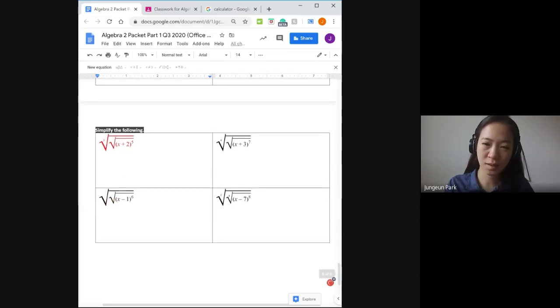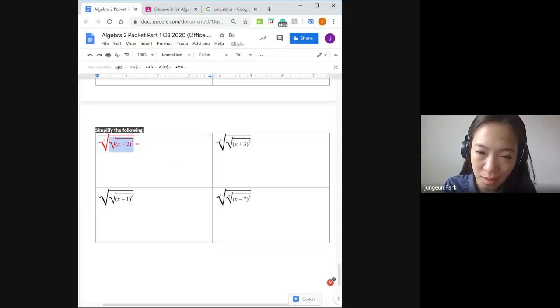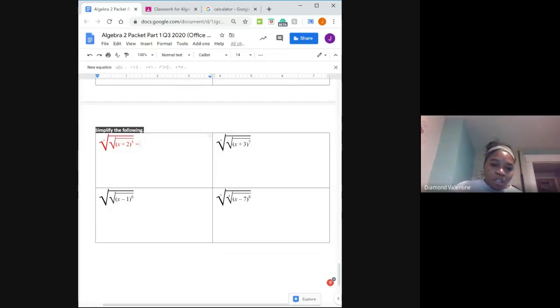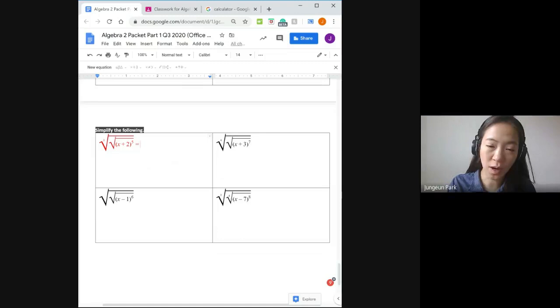Last but not least, this question. It might look difficult, but actually it's simpler than what you just did. So I need you to take a look at the inside. Ignore the outside, but only the inside. It says square root of x plus 2 to the fifth power. What is the base here? The base is x and 2. Right, this whole thing, x plus 2. So you need to keep that x plus 2 as your base.